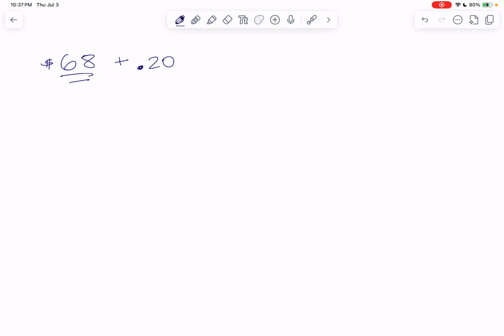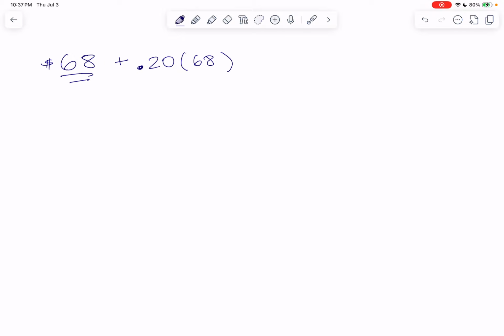Now, if I add on just that much, I've just left my server a 20-cent tip. That will give me $68.20. That is not what I wanted. My server will not enjoy that. We're meant to leave a 20% tip, so 20% of the amount that our bill was.